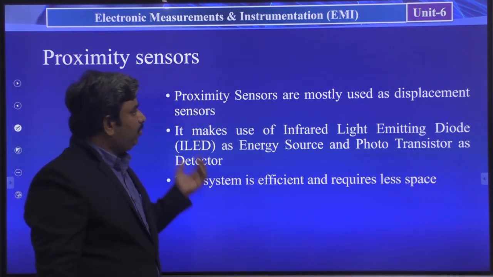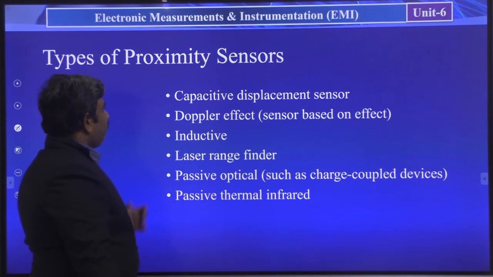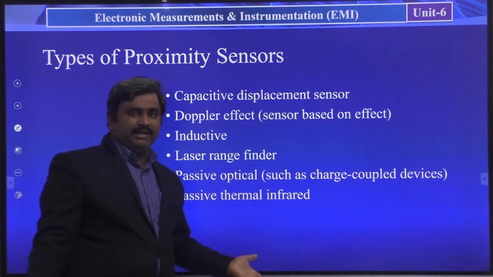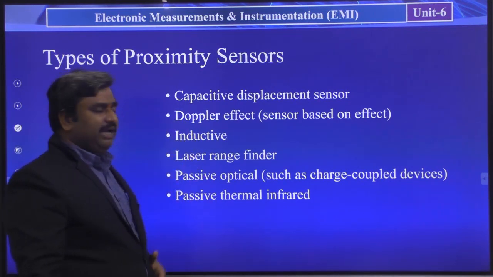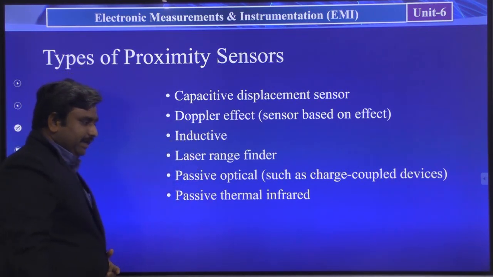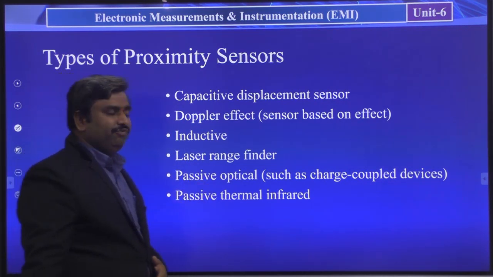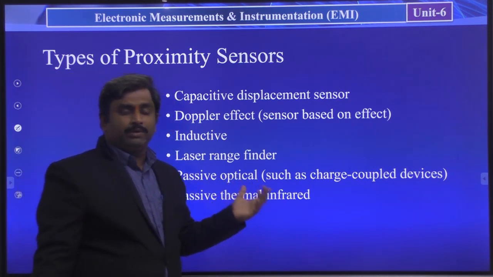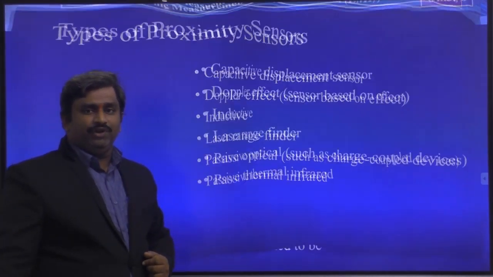Okay, this is about the proximity sensors. Now, let us see the types of proximity sensors. We have different types of proximity sensors in the market. The first one, capacitive displacement sensor. Second one, Doppler effect. Third one, inductive. Fourth one, laser range finder, and passive optical, passive thermal infrared, and a lot of operation-based proximeters or proximity sensors are available in the field.